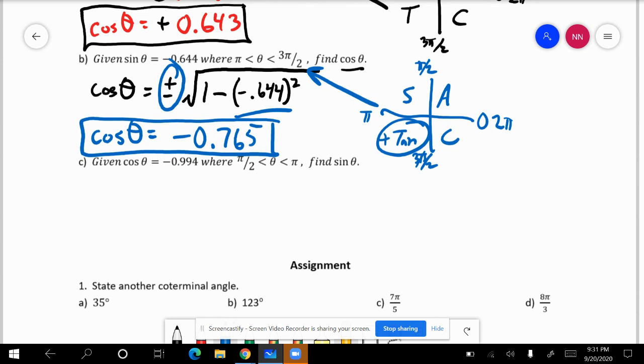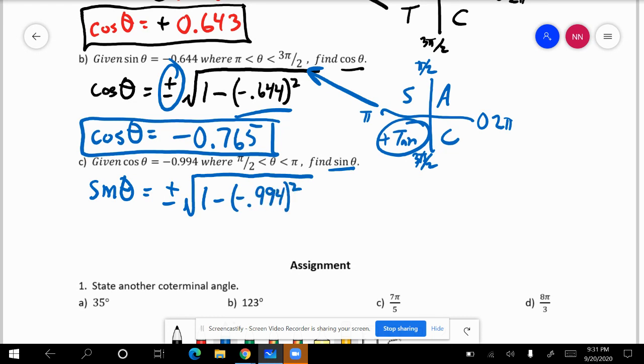Now, if we're looking at our third one, it's a little bit different because we're solving for sine. We're going to go sine of theta equals plus or minus the square root of 1 minus, remember the negative goes inside the parentheses. When we square this, it's positive, and so what we get is sine of theta equals 0.109.